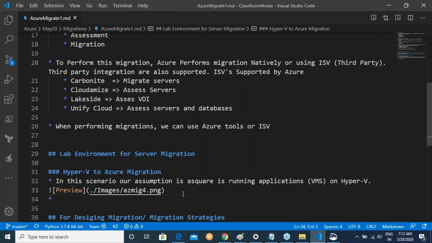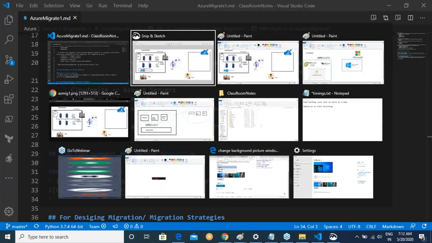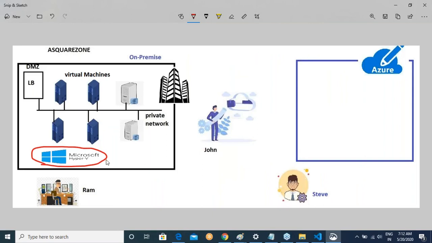Now, in reality, what will your organization have? Your organization will have a physical server on which Hyper-V will be running, and on that physical server, they will try to create virtual machines. But do we have physical servers with us? Do you guys have physical servers with you?